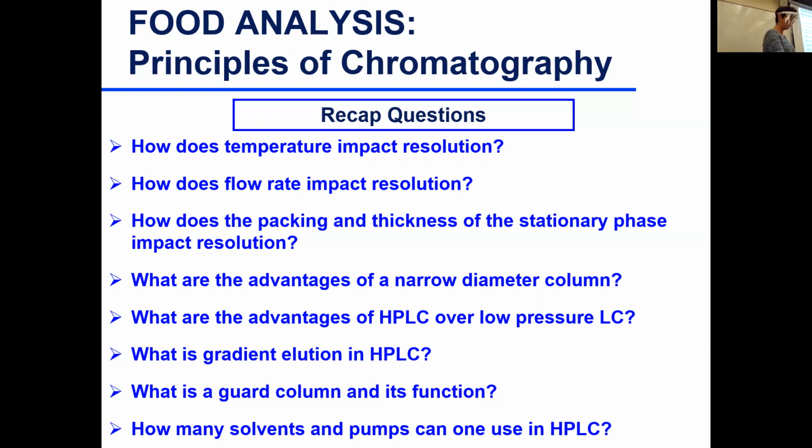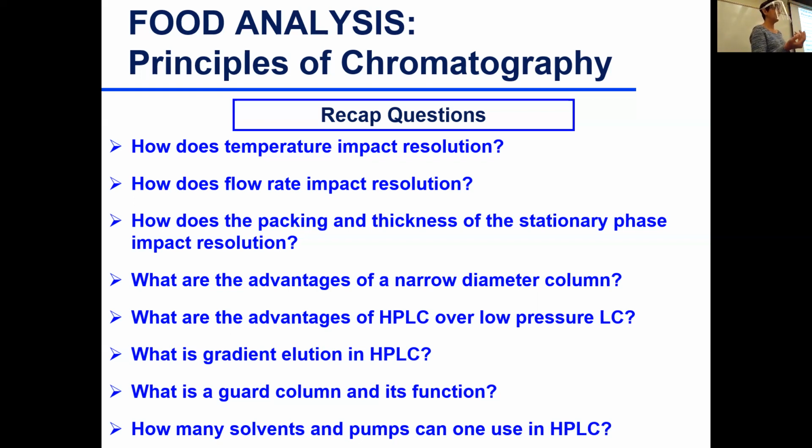Exactly, Elizabeth. So we can have one pump, but you can have multiple solvents. You can have one solvent, two solvents, three solvents, four solvents. You can have that, and you can have a pre-pump mixing, so mixing under low pressure, and then they are pumped in one pump.